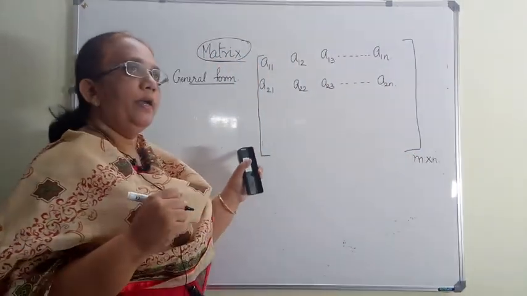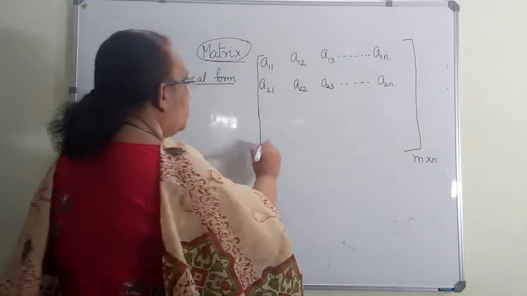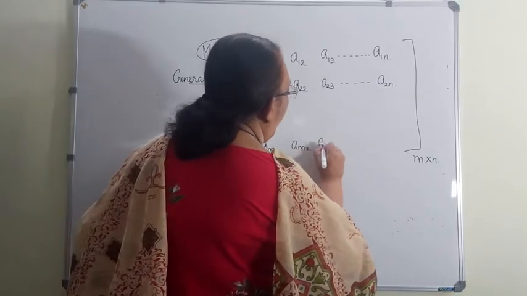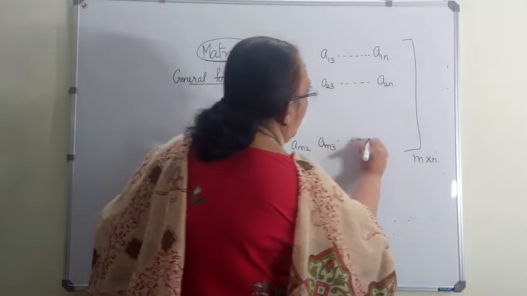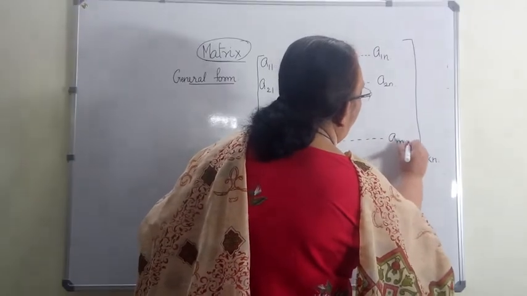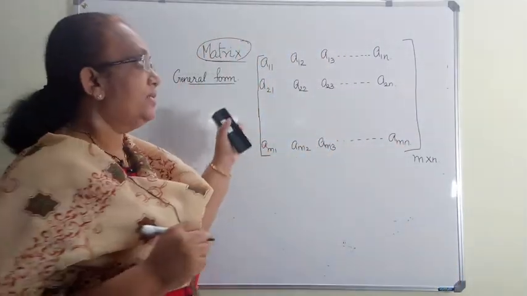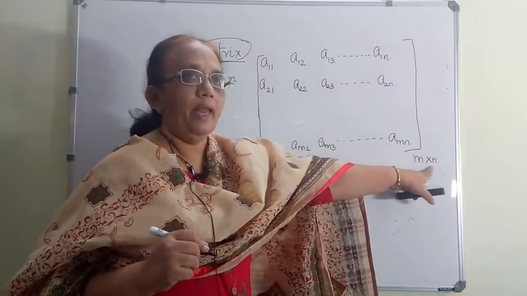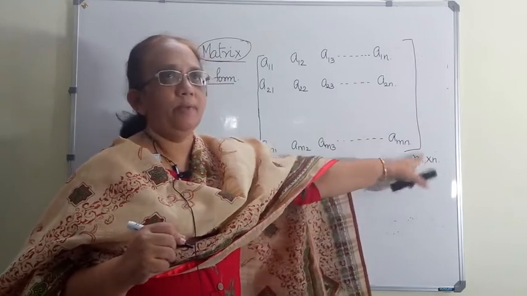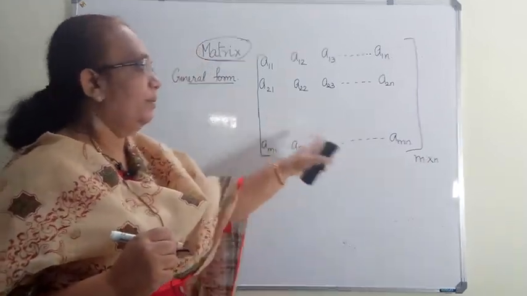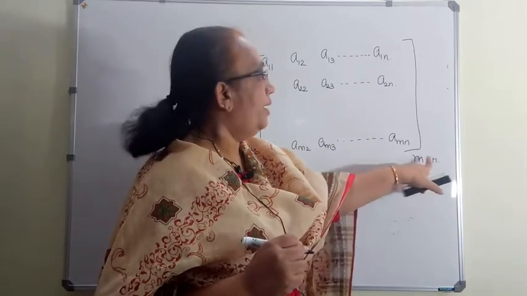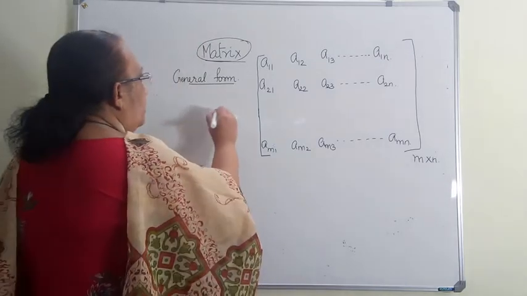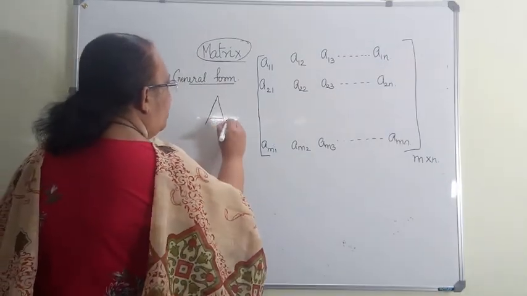So, what will be the mth row? The mth row will be Am1, Am2, Am3, etc., Amn. And how many elements does this matrix have? This matrix will have m into n elements. It is a rectangular matrix because the number of rows is m and the number of columns is n. Now let us name it as capital A.